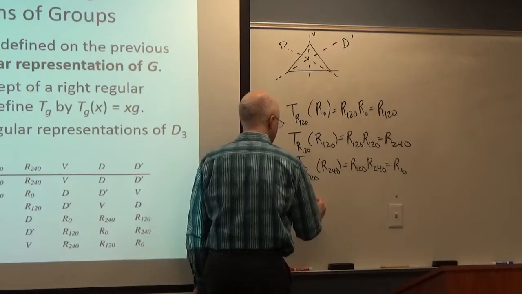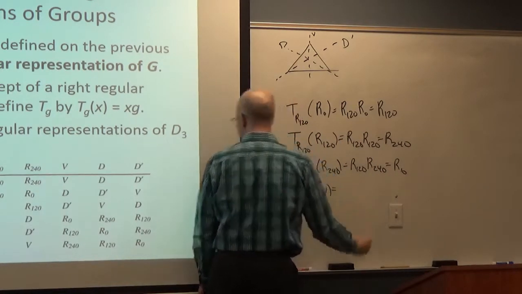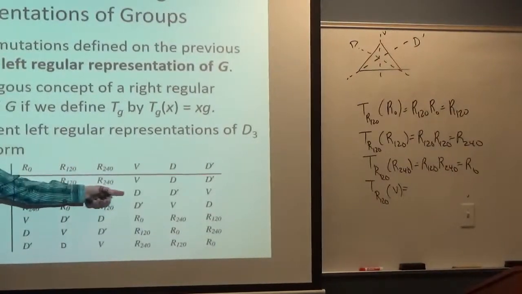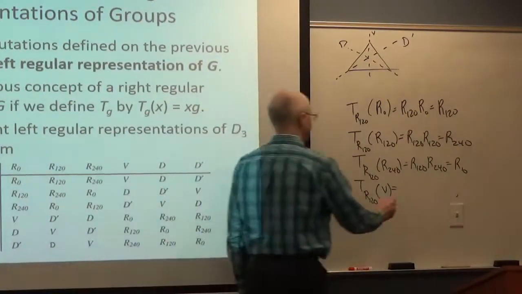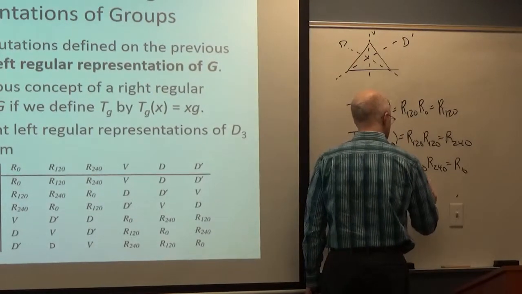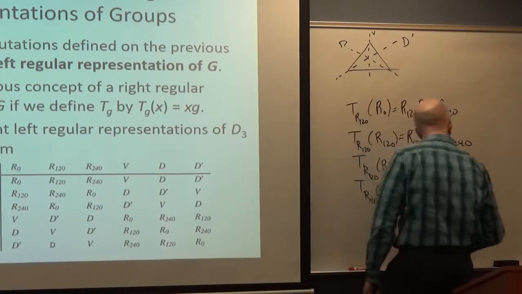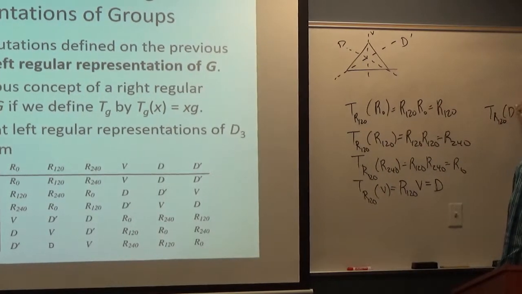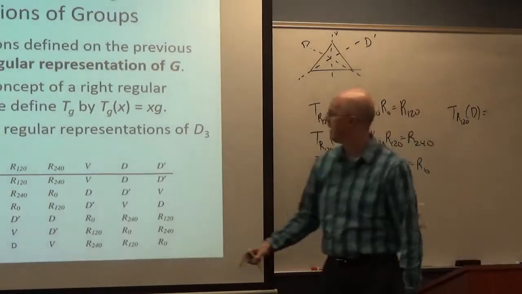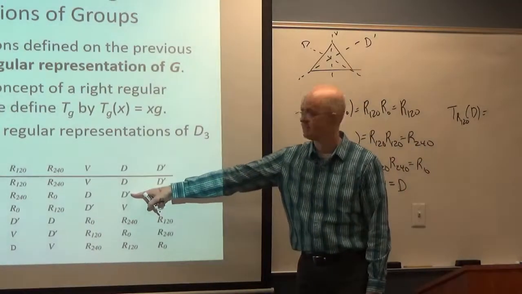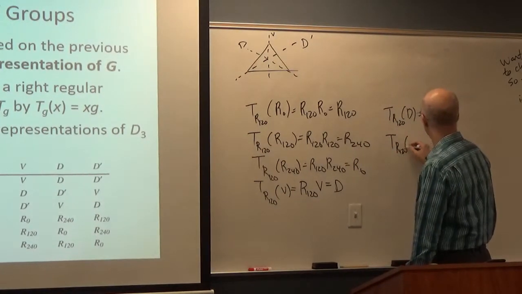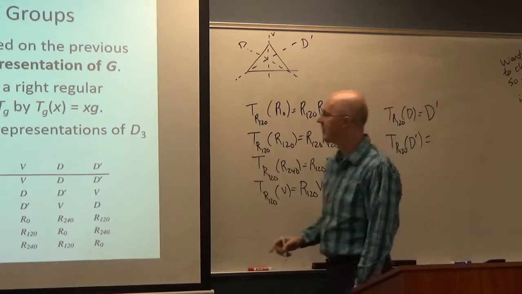When I apply it to V, what do I get? I better look at the table. I do R120 times V, start with R120 on the left, go to under V, and I get D. Apply it to D, I'm going to get D prime. Apply it to D prime, I'm going to get V.